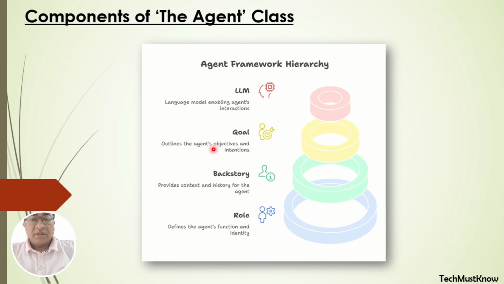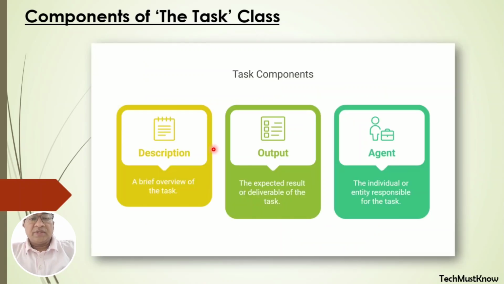Second class is the task, which again has three components. The first component is the description, which provides a detailed explanation of what needs to be done by clearly defining the nature of the task and the outcome. It also provides specific instructions and its constraints that the agent might face.